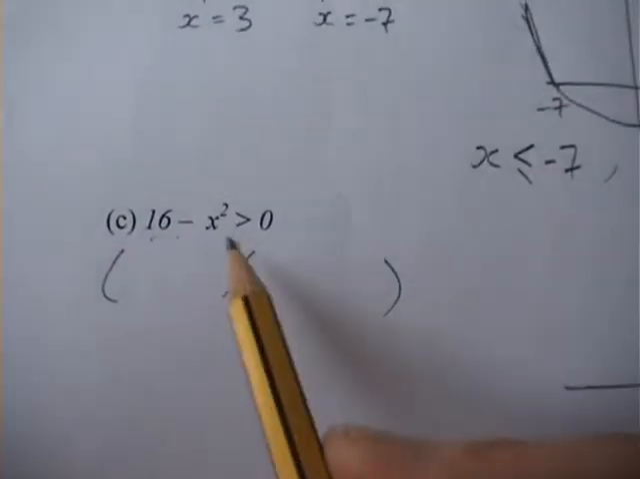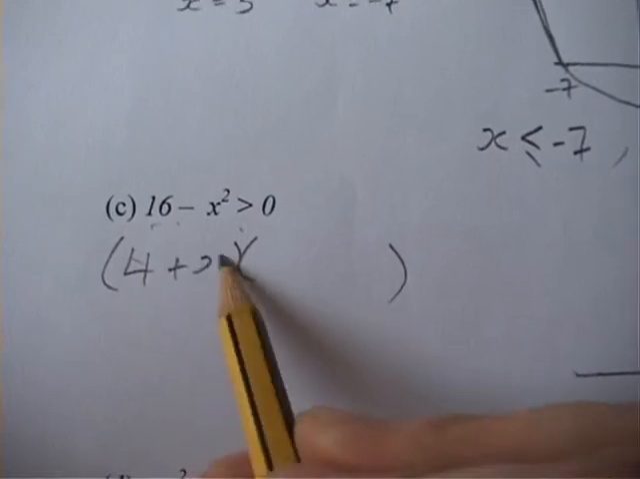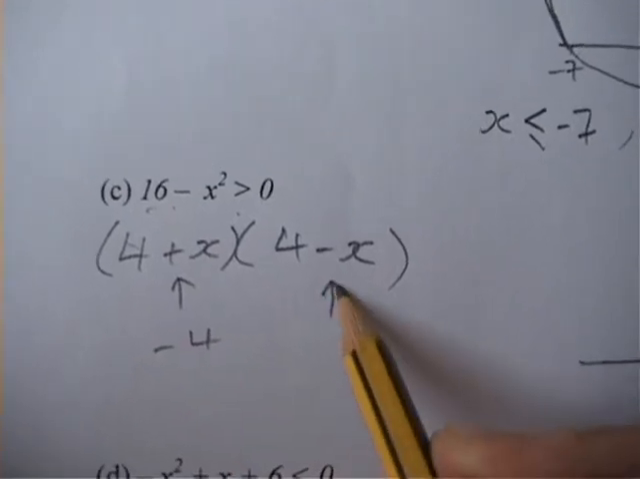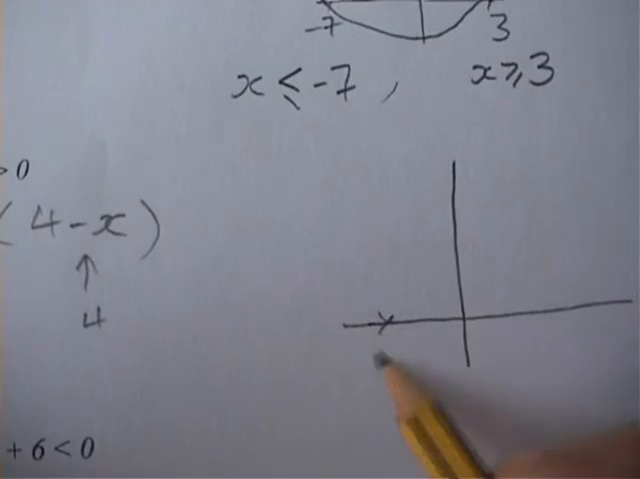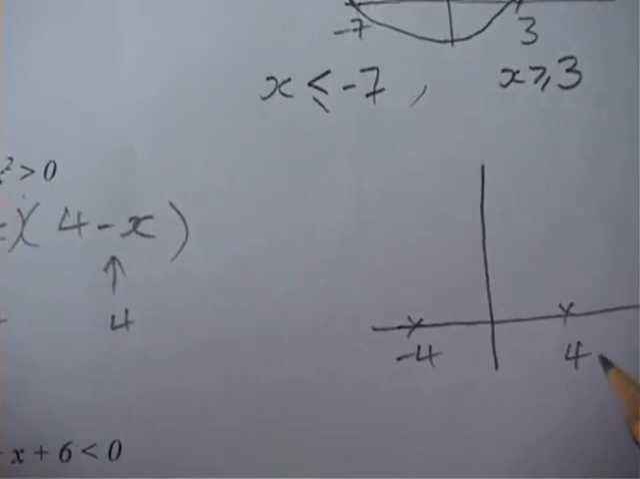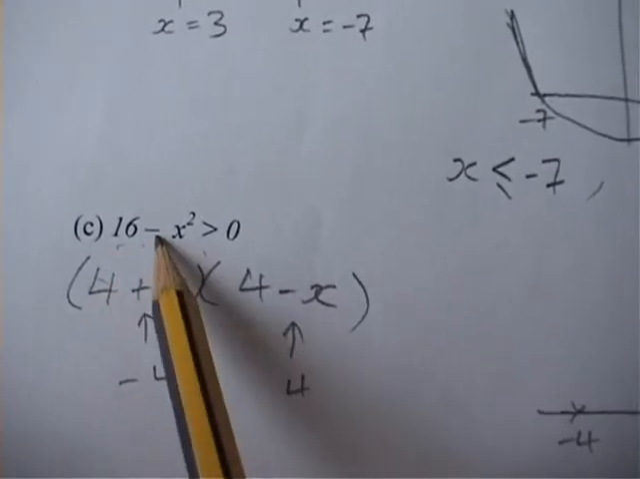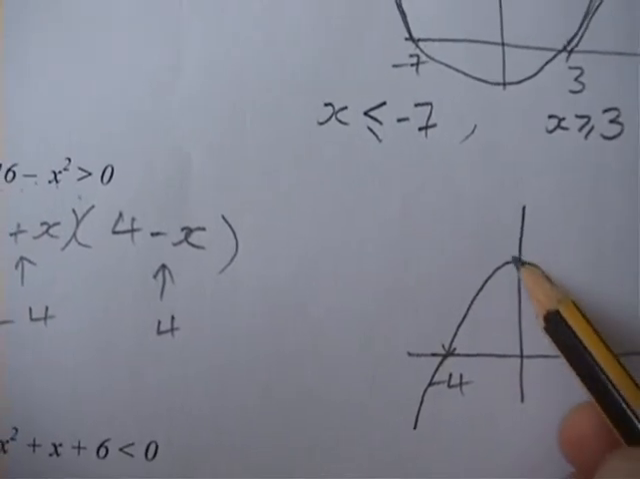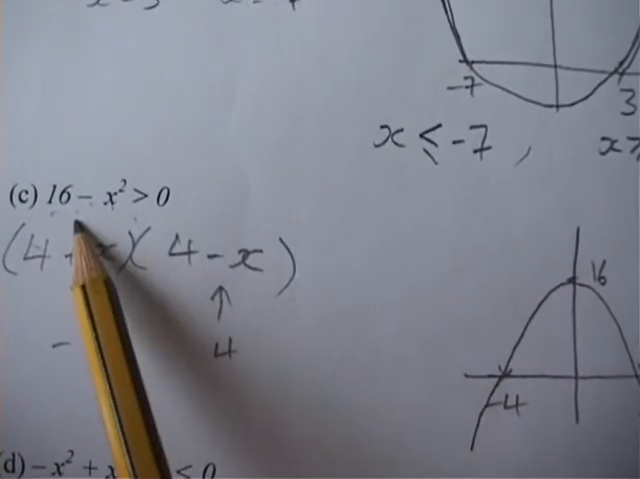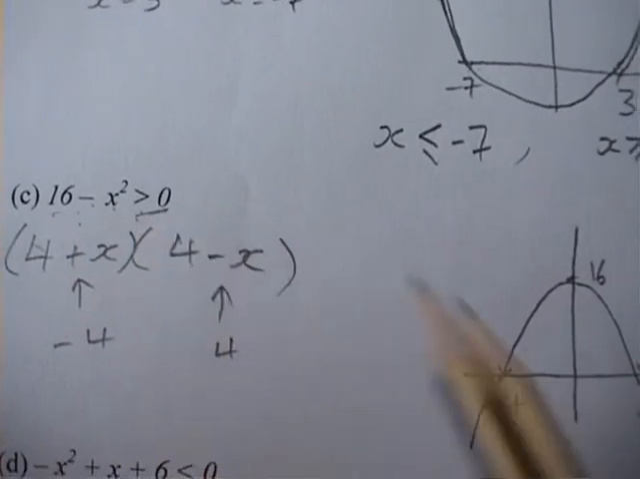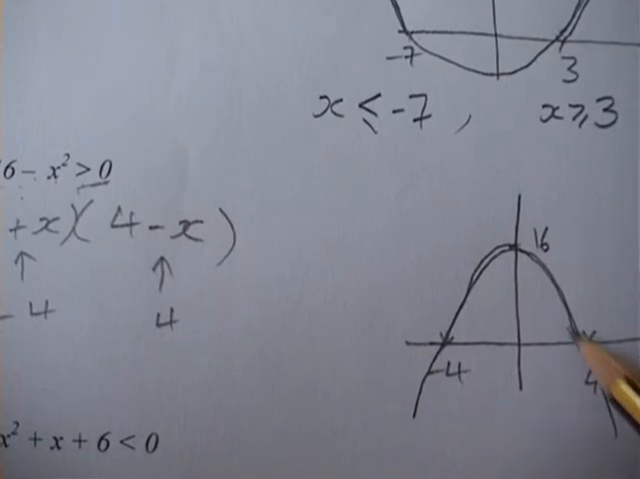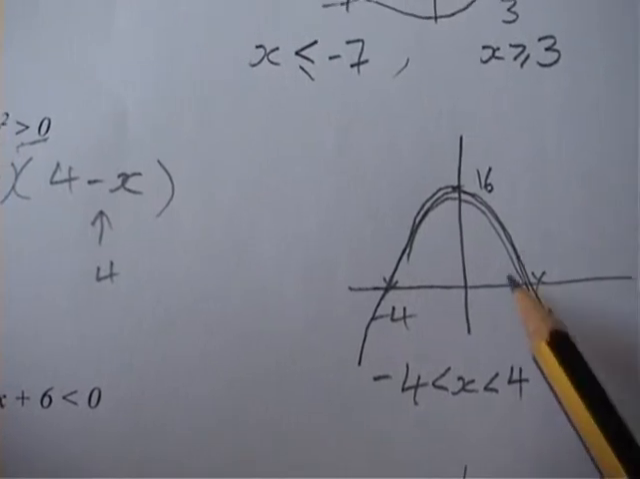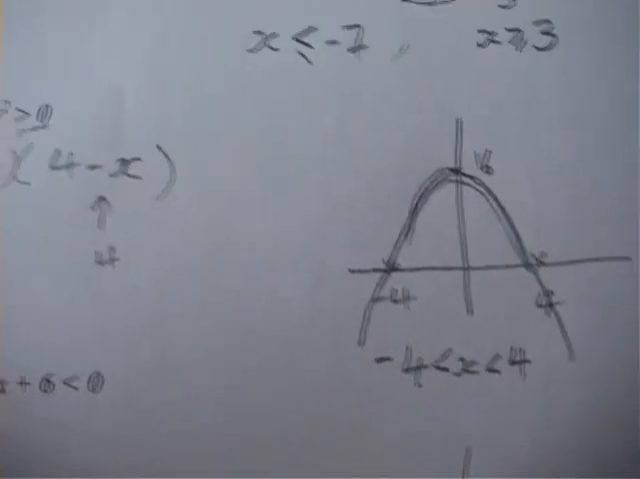Same idea here. You might recognise this as a difference of two squares. So I've got 4 plus x and 4 minus x. So it's crossing at minus 4 and at 4. Let's put that on my graph. Minus 4 and 4. Now be careful this time. This is at minus x squared, so it's a sad graph. It's going down like that, and we know this point here actually is 16 because that's 16 there. We want it to be bigger than 0, so we want this part here. This part here is between minus 4 and 4. There's one part, so I've got one part to the answer.